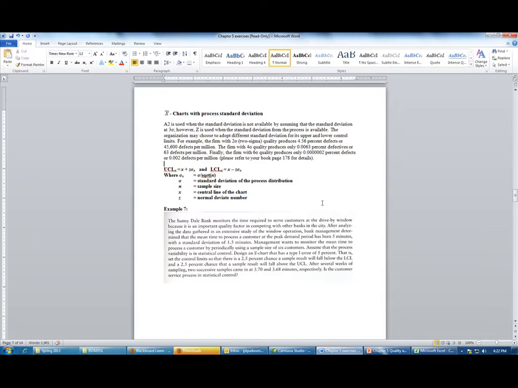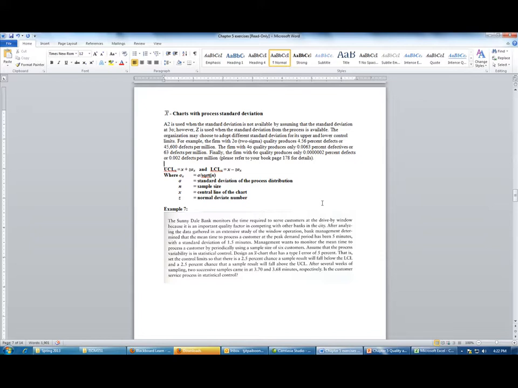Organizations may choose a different set of standards. For example, the 2 Sigma standard is about 4.5% defects, or about 45,600 defects per million. 4 Sigma is about 63 defects per million. 6 Sigma is about 0.002 defects per million, or about 2 per billion.